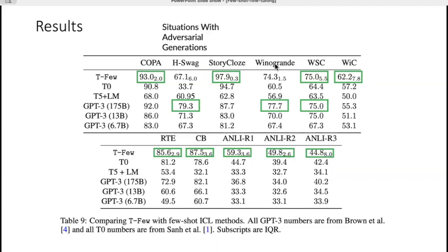Except for these two benchmarks, where it's not beating the really large GPT-3. Somehow this dataset is just not performing well for the few-shot fine-tuning. And this one I think is close, it's like 74 versus 77.